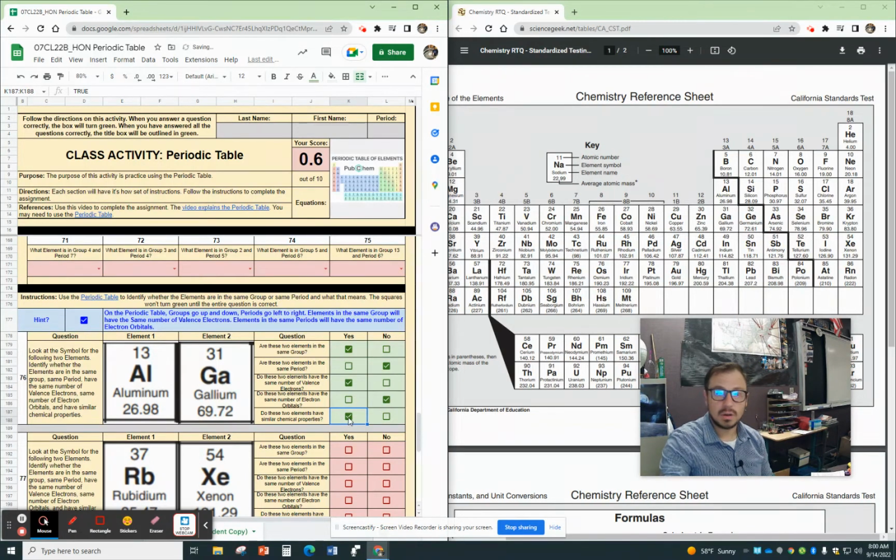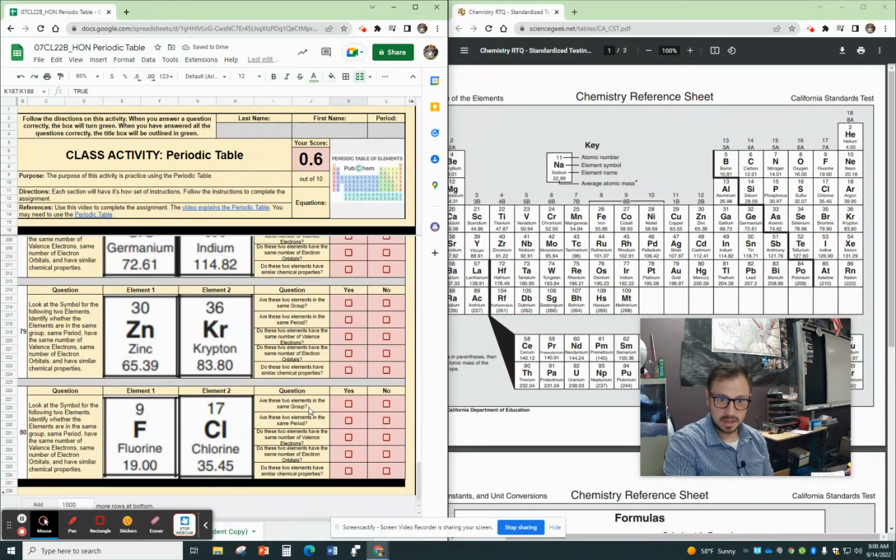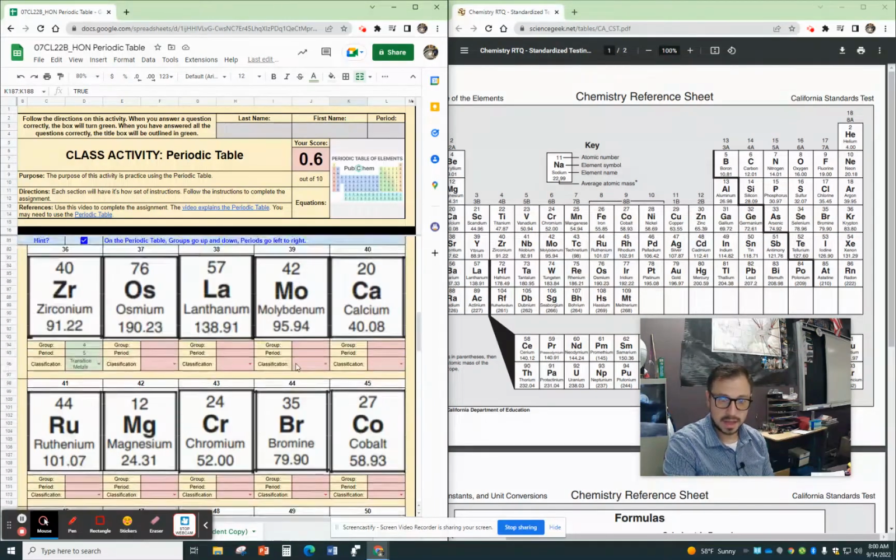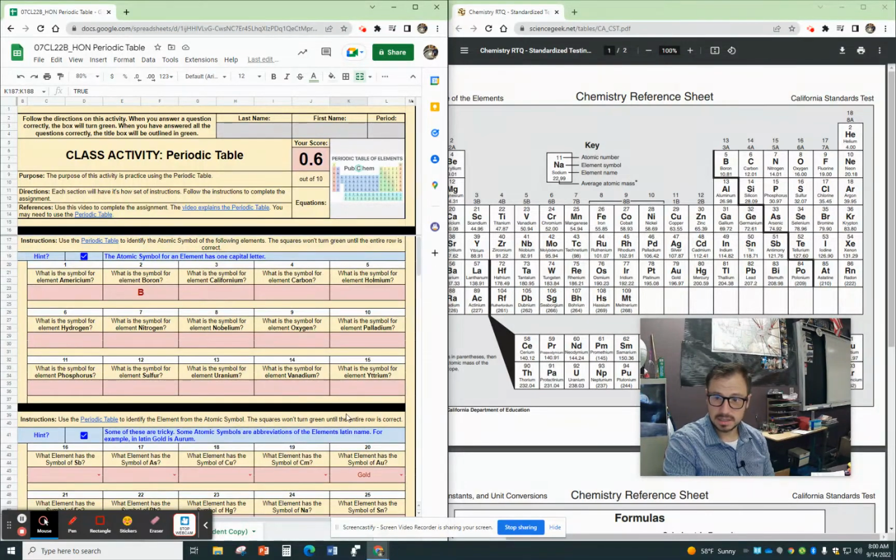Notice that I got it. It all turns green. And those are the last problems to that. So once again, this is the periodic table class activity.